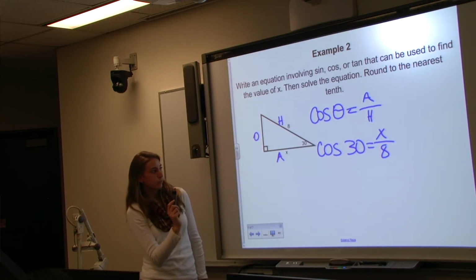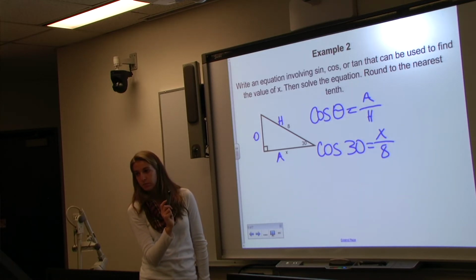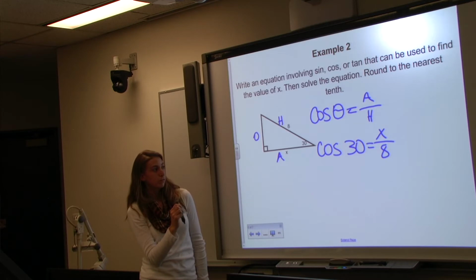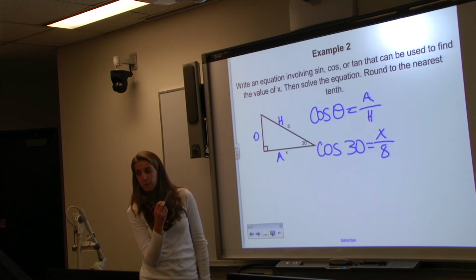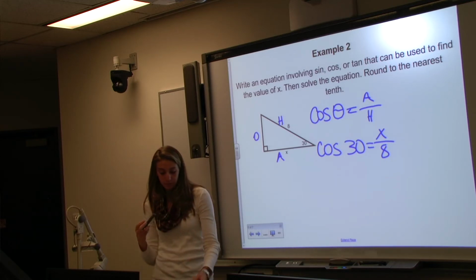Oh shoot. How do I solve for x? Multiply both sides by 8 to get the 8 out of it. But can we leave that as our answer? No. Then we know what cosine 30 is because we just did our chart. Does anybody else have an idea of what cosine 30 would be? Bridget? From our table, do we know what cosine of 30 is? Square root of 3 over 2.